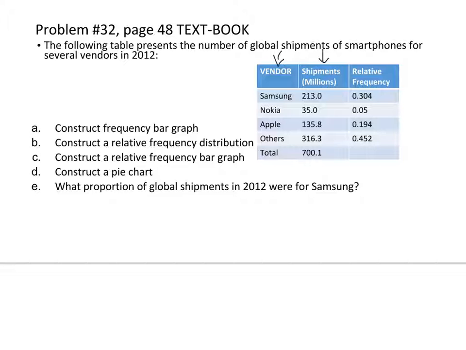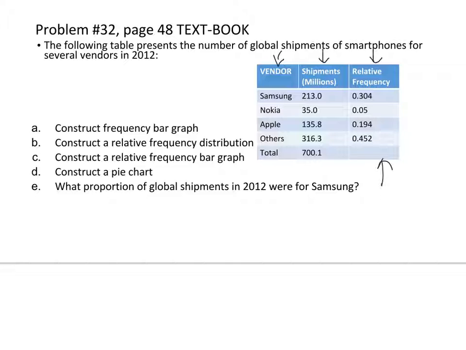And then we've calculated a relative frequency, and we'll go into that in just a second. We're going to construct a frequency bar graph, and then we're going to construct the relative frequency distribution. The relative frequency distribution is, in fact, that column of the frequency table. And then we're going to construct a relative frequency bar graph and construct a pie chart as well.